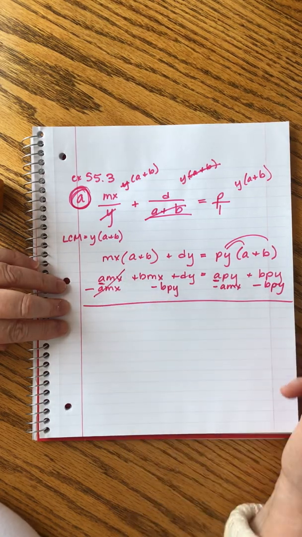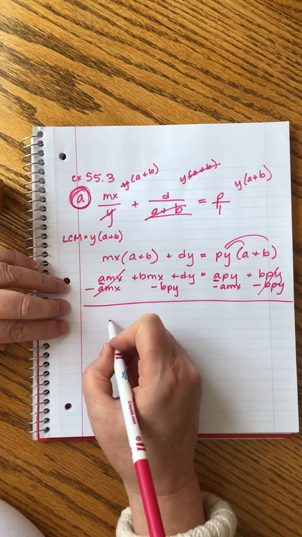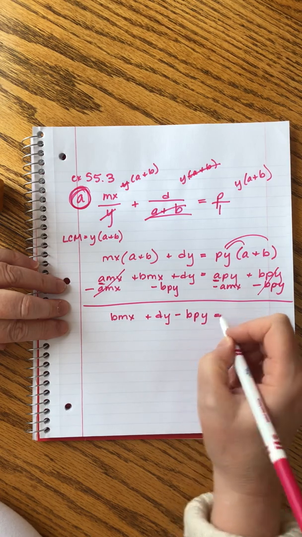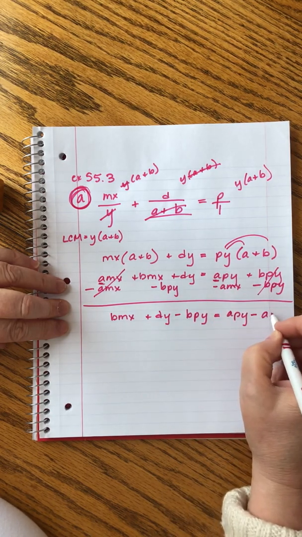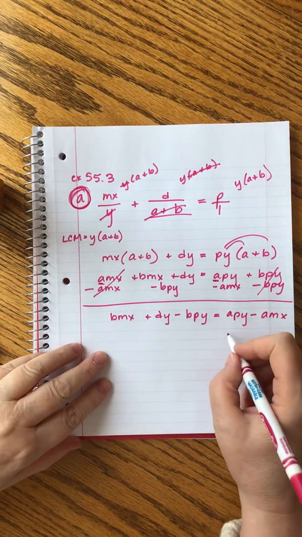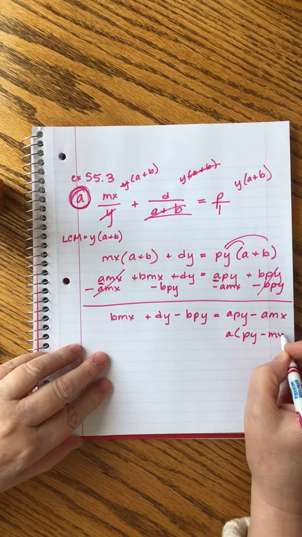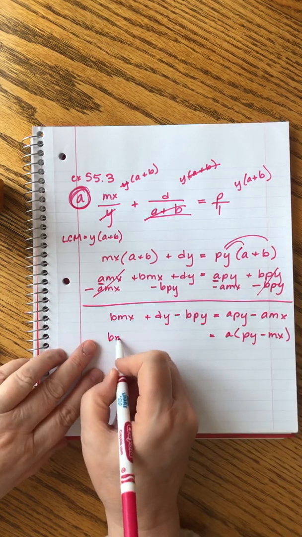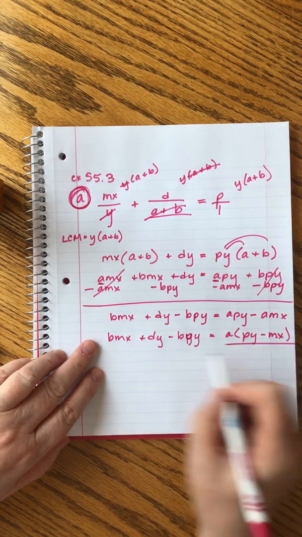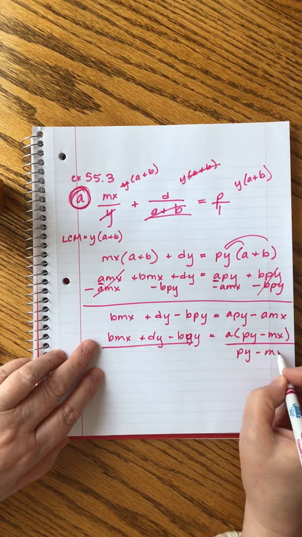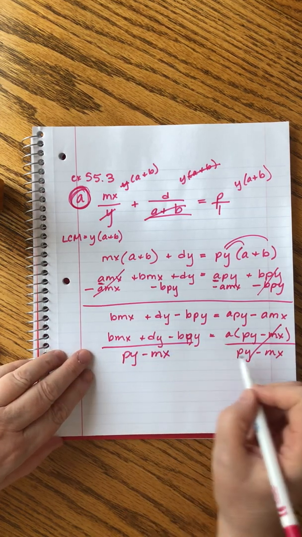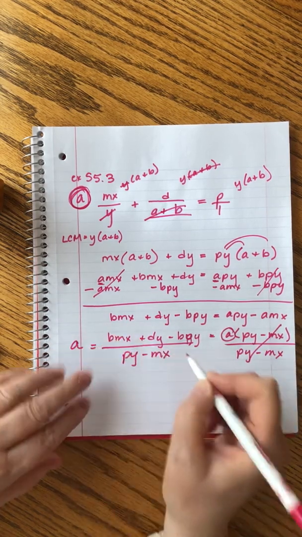Let's see what that gives us. That cancels. That cancels. So we have BMX plus DY minus BP equals AP minus AMX. All right, let's factor this A out. PY minus MX. And then this is all the same. Oops, BP. And now a big division. PY minus MX, goodbye. PY minus MX, hello. That equals A. I'm going to rewrite the A over here instead of rewriting that whole mess.